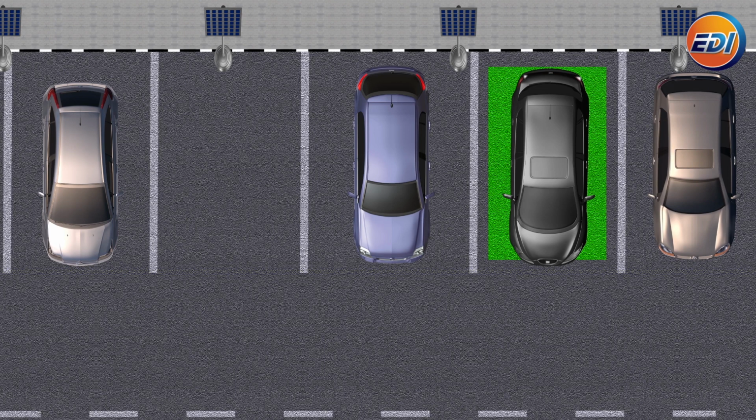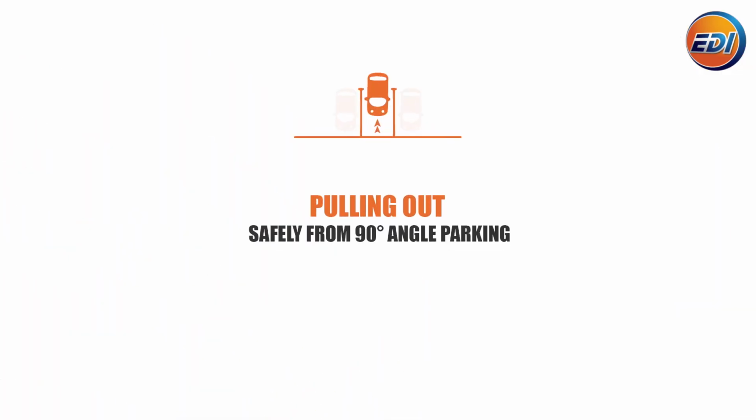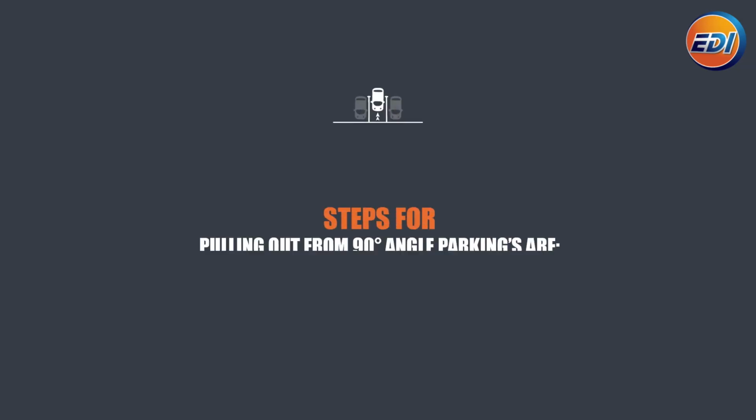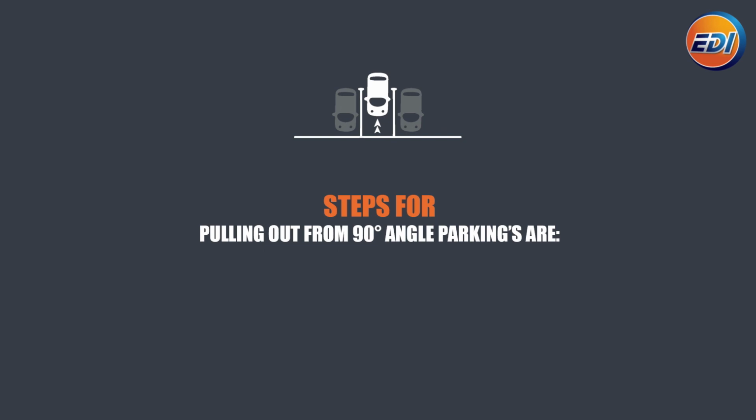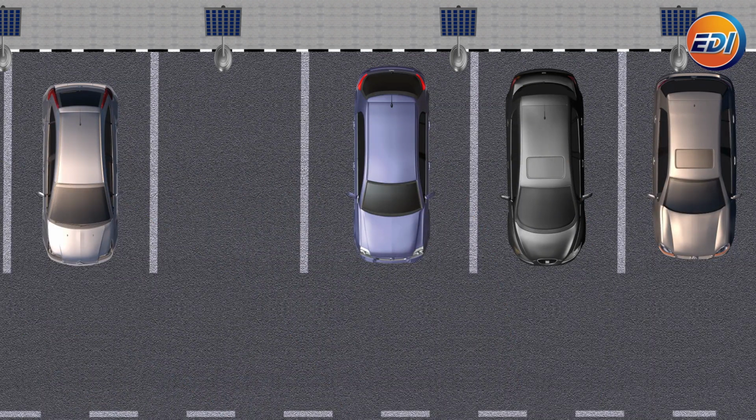Make sure to leave a suitable space from the vehicles either side so that all can alight from the vehicle comfortably. Apply handbrake and select the parking mode. Pulling out safely from 90-degree angle parking. Steps for pulling out from 90-degree angle parking are: to move out safely, motorists may use the POM routine.